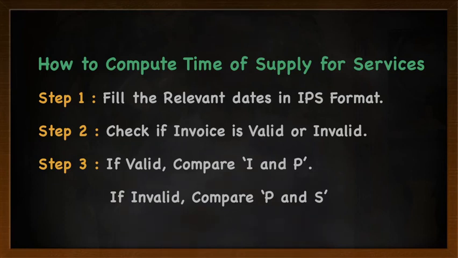After the first step is done, the second step is to see whether the invoice is valid or invalid. If it is valid, in the third step you compare I and P, that is invoice date and payment date. If in the second step the invoice is invalid, then in the third step you compare only payment date and date of service. One important thing, I am repeating it again: in the service case, do not compare 3 columns simultaneously. Always see whether the invoice is valid or invalid.